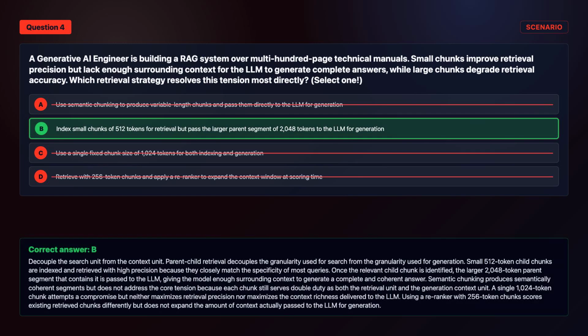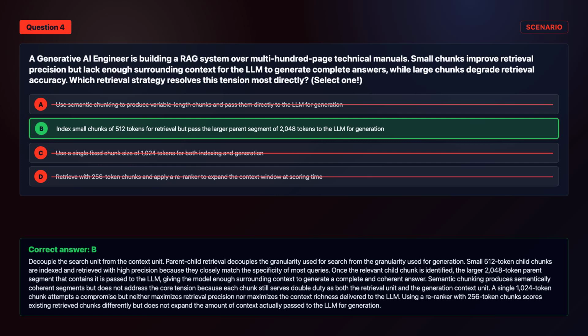The correct answer is option B. Decouple the search unit from the context unit. Parent-child retrieval decouples the granularity used for search from the granularity used for generation. Small 512 token child chunks are indexed and retrieved with high precision because they closely match the specificity of most queries. Once the relevant child chunk is identified, the larger 2048 token parent segment that contains it is passed to the LLM, giving the model enough surrounding context to generate a complete and coherent answer.